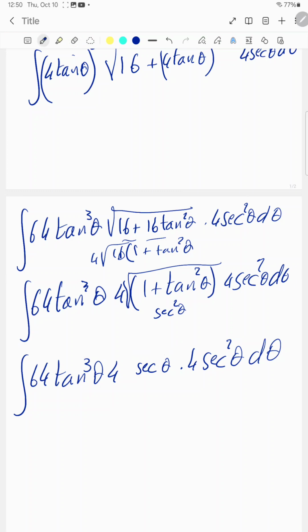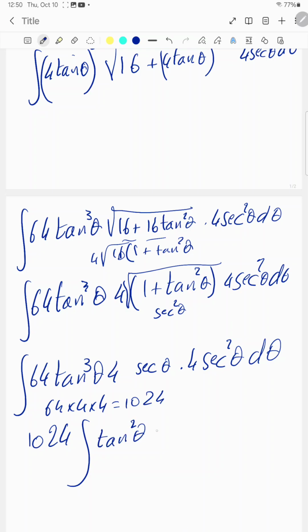So now if you multiply 4 times 4, 16, times 64, you will have 1024. So I'm going to write 1024, which is 64 times 4 times 4, equal 1024. I'll put it outside my integral, and the tan to the power of 3 theta, I'm going to write it as tan to the power of 2 theta, and then I will put beside it sec to the power of 2 theta over sec theta. So I wrote tan to the power of 2, sec to the power of 2. I still have tan theta sec theta d theta. If you look at it, it's the same thing as that integral here.